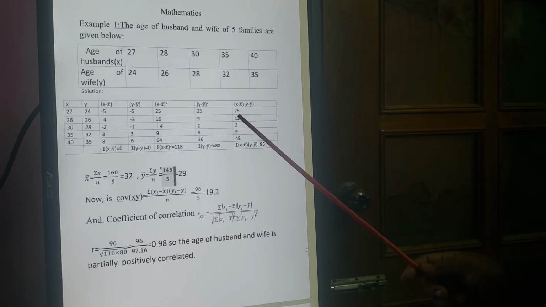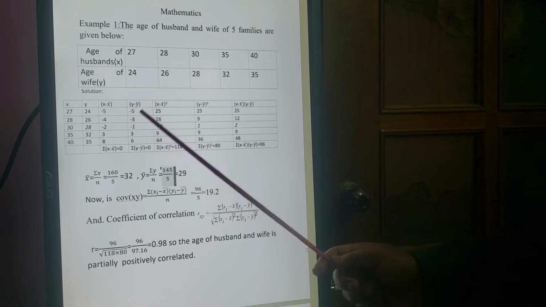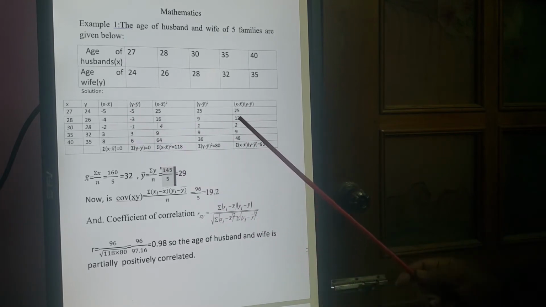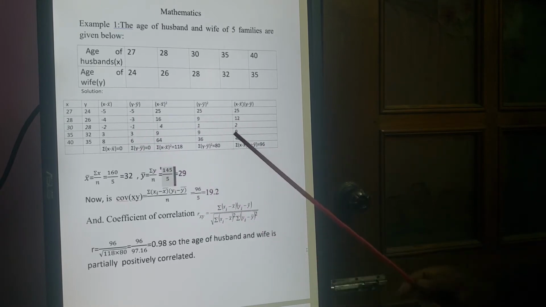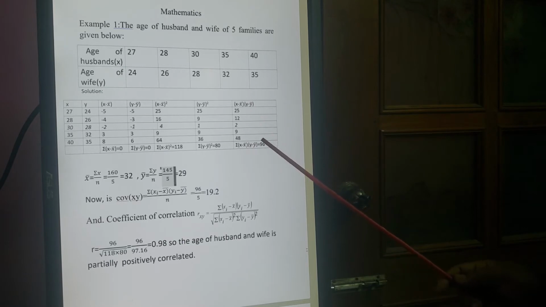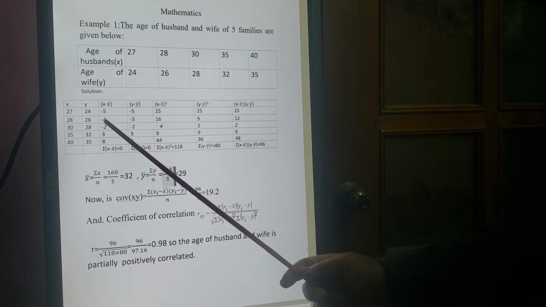Minus into plus: 5 into 5 is 25, 4 into 3 is 12, 2 into 1 is 2. Like this you will get the product of (x minus x bar) and (y minus y bar). Now you add all these things and you will get the sum of (x minus x bar)(y minus y bar) equal to 96. So we have completed the table. All these we have already got, a very easy way.